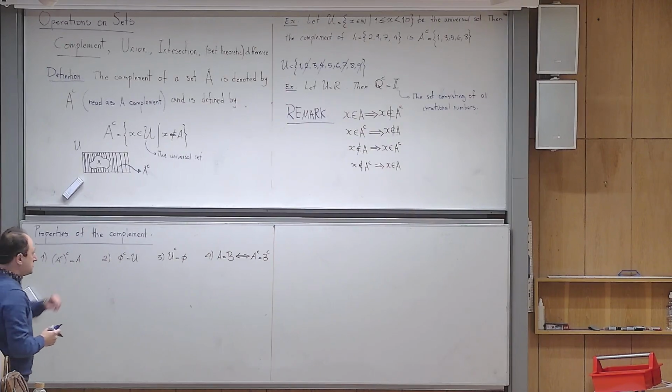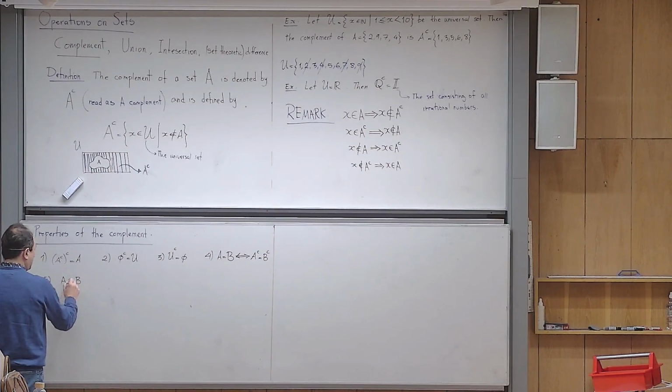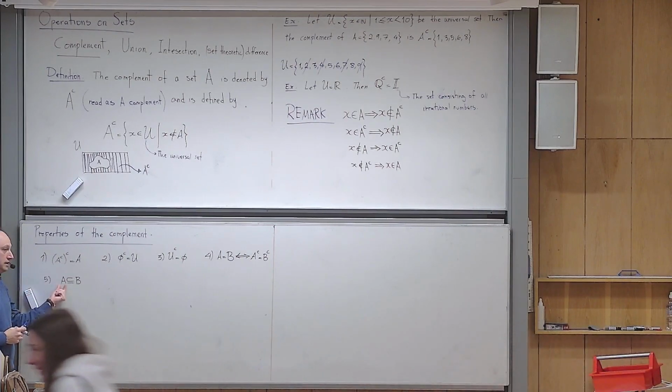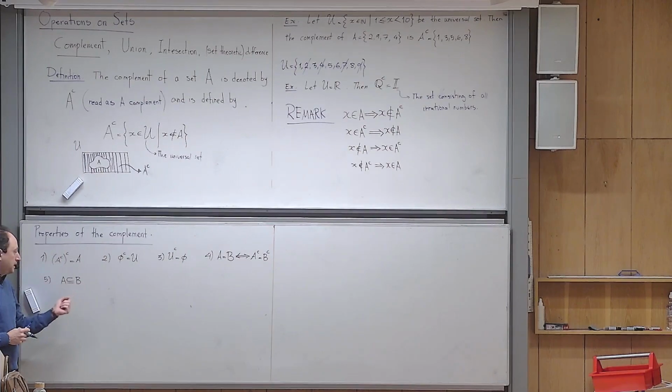But let me change this one now to this. Number 5. I give you two sets, A and B. I guarantee you that the first one is a subset of the other one. Now I want to ask you, is it possible to say something concrete about A complement and B complement? So I give you two sets. I guarantee you that A is a subset of B. Is there any way that you can say something concrete about A complement and B complement that is always true?